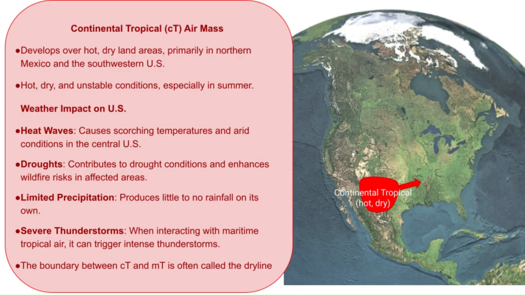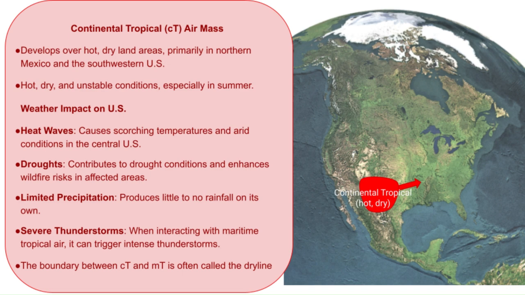The last air mass in this review is the continental tropical air mass. The continental tropical air mass forms over hot, dry land areas, primarily in regions like the deserts of northern Mexico and southwestern United States. This air mass is characterized by hot, dry, and unstable conditions, especially during the summer months.